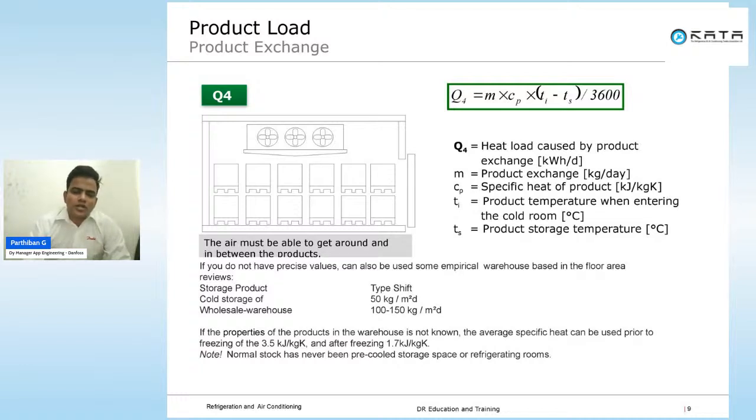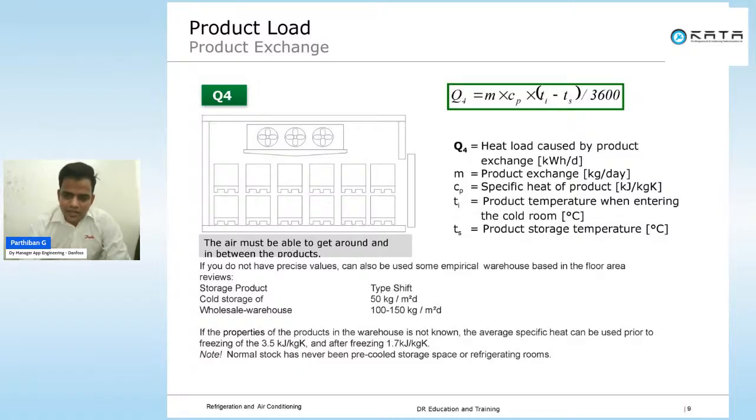The formula to calculate it is Q equal to mcp delta T. Q is the heat load. Here, whatever heat loads we calculate, the unit is kilowatt hour per day. It's per day, so time is also a factor here. That's why 3600 is mentioned here. For one day, what is the heat load it is going to contribute? That is what we are trying to calculate here.